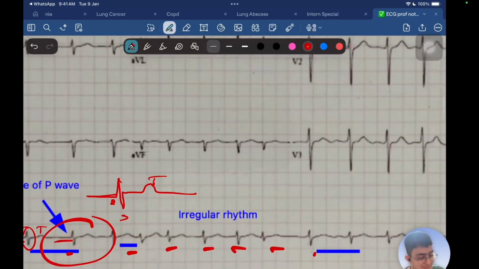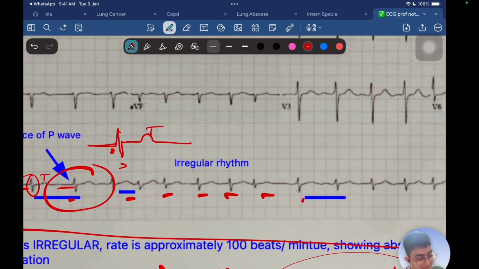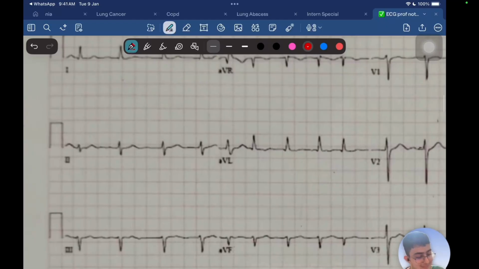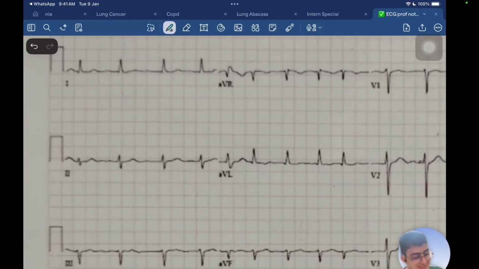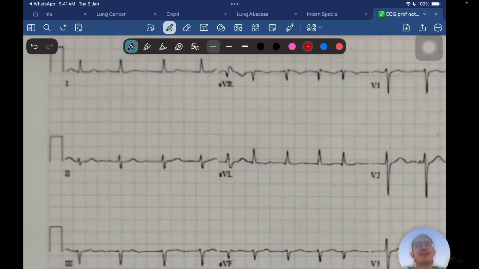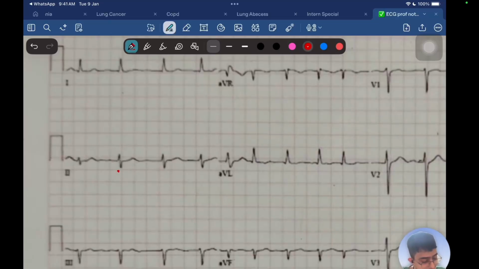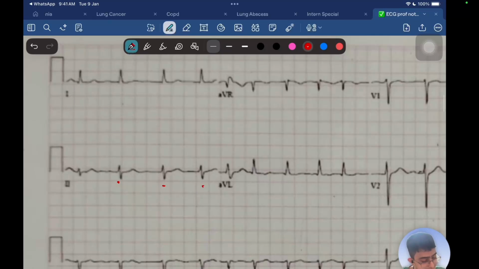Now calculate the rate. I'll just let you calculate it as an exercise. The rhythm is irregular. Calculate the heart rate from this strip. The three, that means 300 divided by 3, that means 100. Sorry, that is for a regular rhythm. You're right, wait, but it's not regular. It's irregular. So how will you calculate the heart rate now?